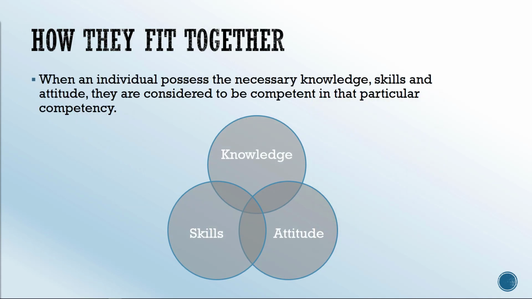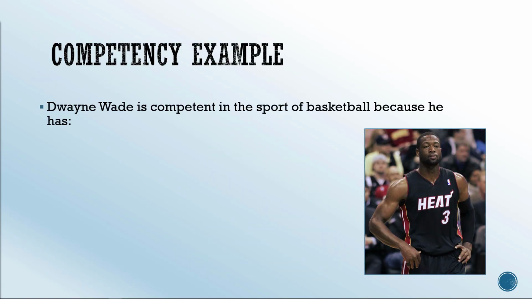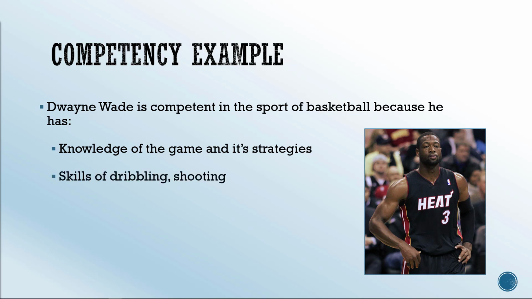So let's revisit how these three components fit together. Someone is considered competent in something when they possess the necessary knowledge, skills, and attitude in a particular area of focus. And when we apply that to a basketball player, they are considered competent in basketball if they possess the necessary knowledge of the game, the necessary skills to play at a high level, and the necessary attitude to play as a team. So, an example is Dwayne Wade is competent in the sport of basketball because he has the necessary knowledge of the game and its strategies. He is skilled at dribbling and shooting, and he is a very positive player, and he is very team-oriented.